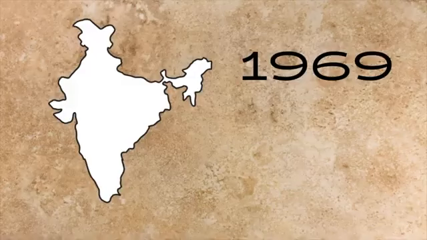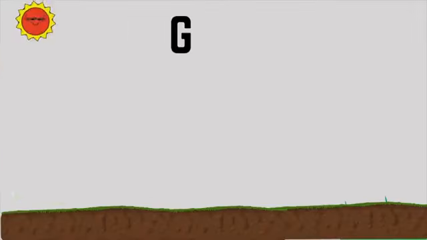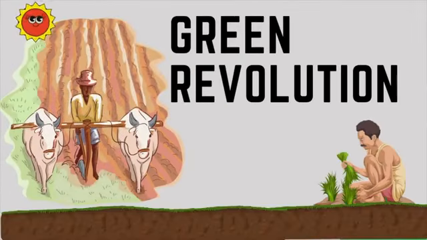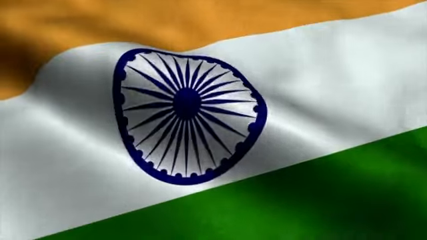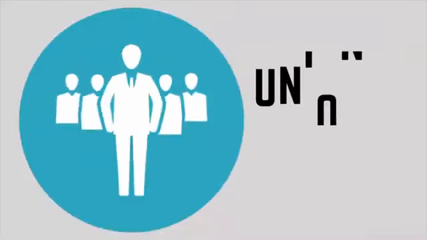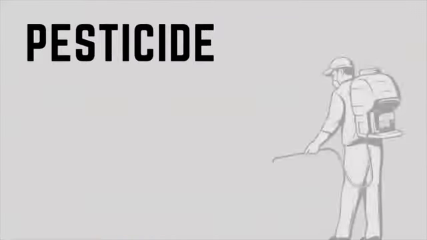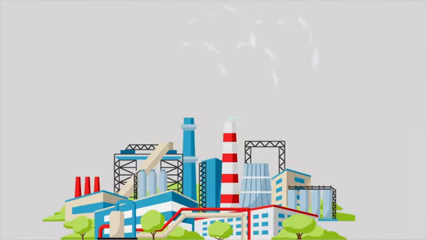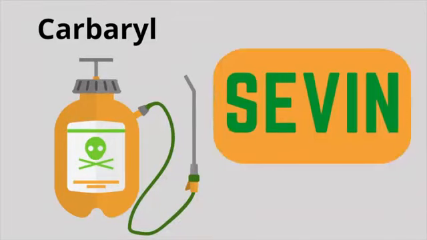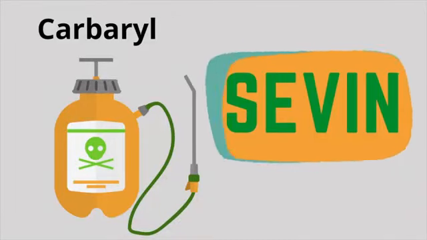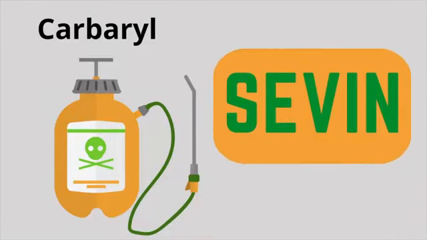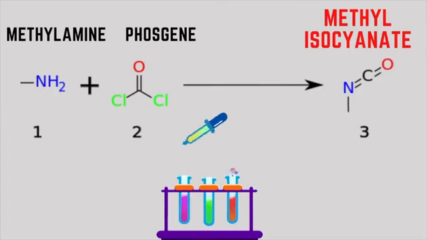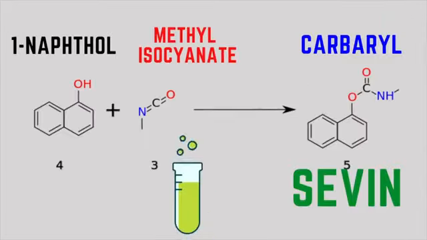The whole story started way back in 1969, when India was in the middle of the Green Revolution. The Indian government welcomed the Union Carbide Company, a leading pesticide manufacturer, with open arms. The company started its plant in Bhopal to produce a pesticide called Carbaryl, under the brand name Sevin. The plant used a toxic gas known as methyl isocyanate as an intermediate for the production of Sevin.